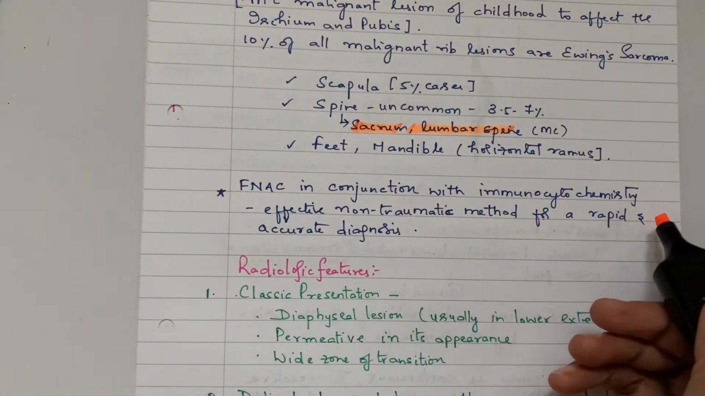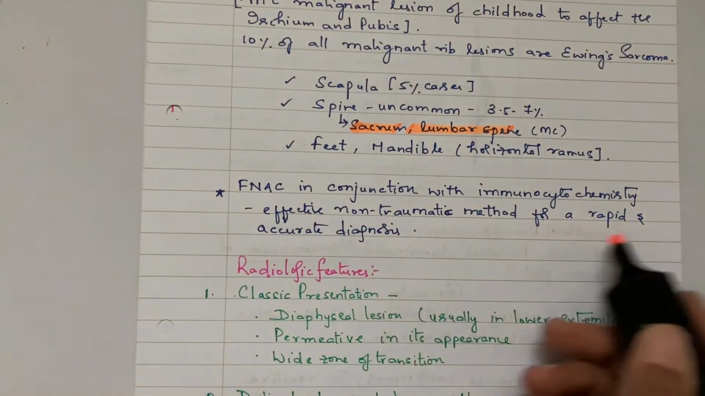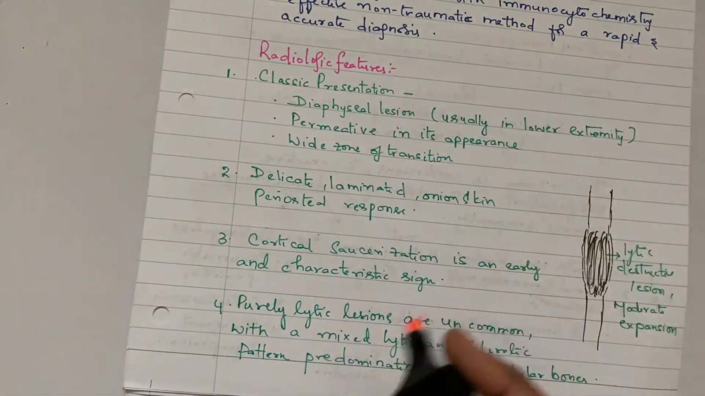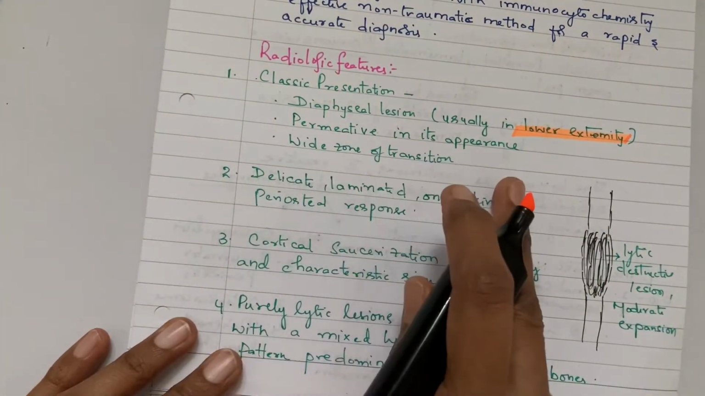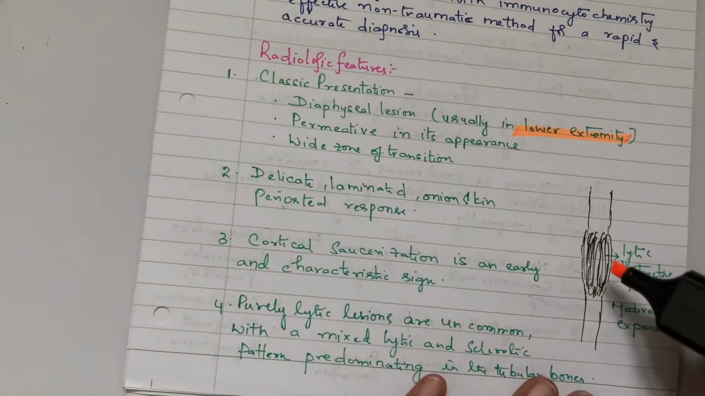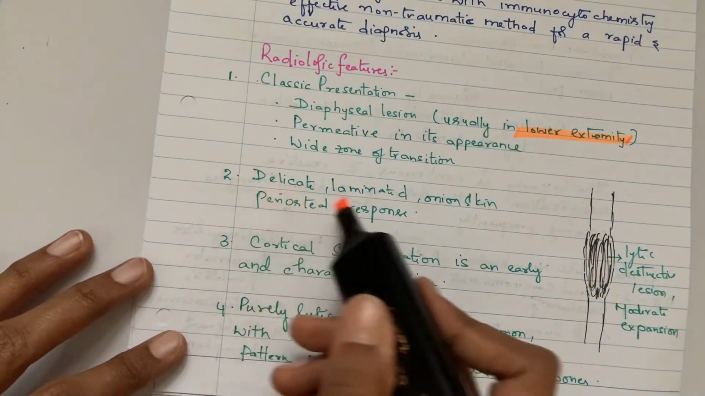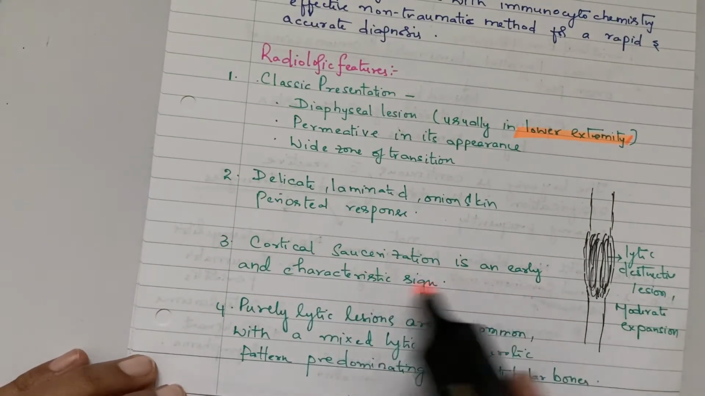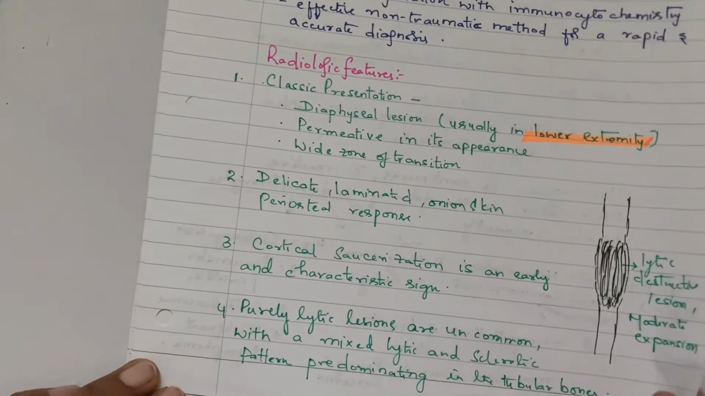FNAC in conjunction with immunocytochemistry is an effective non-traumatic method for rapid and accurate diagnosis. Coming to radiological features, classic presentation: it appears in a diaphysis, usually lower extremity, femur most commonly involved. It's permeative in appearance with a wide zone of transition, a permeative lytic destructive lesion. A delicate laminated onion skin periosteal response will be present. Cortical saucerization is an early and characteristic sign. Purely lytic lesions are uncommon, with a mixed lytic and sclerotic pattern predominant in the tubular bones.